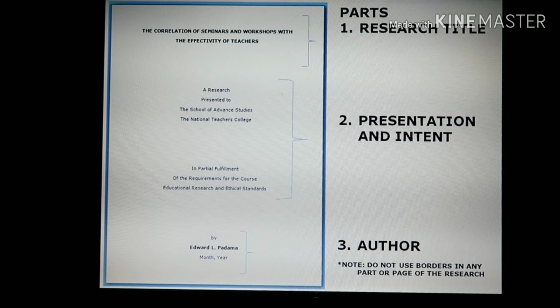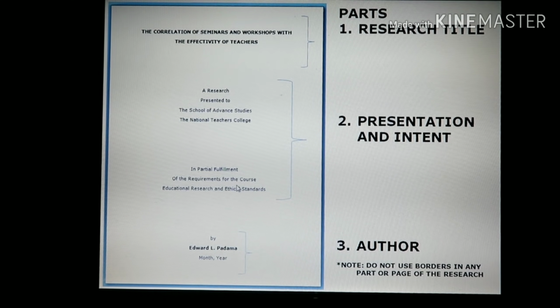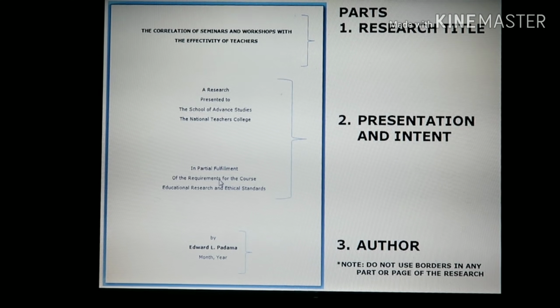So the next part, still under number 2, the second part, presentation and intent, reads, in partial fulfillment of the requirements for the course, educational research, and ethical standards. So this part reads that it is a requirement for the course.